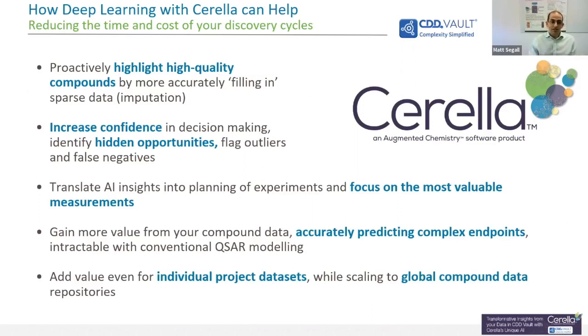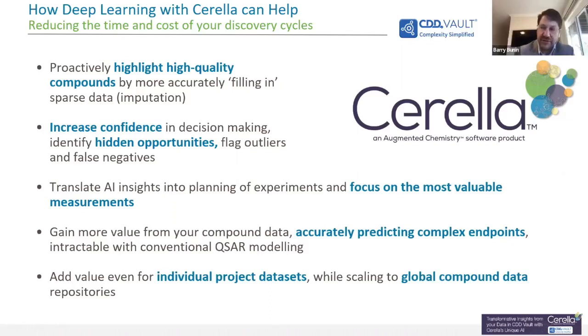It can also increase the confidence we have in the decisions we're making by identifying hidden opportunities due to missing, uncertain, or incorrect data, flagging those outliers and false negatives, translating the insights we can get from these unique AI approaches into planning the experiments to do so that we're focusing on the most valuable measurements to make, and gain more value from the compound data that you do have by making more accurate predictions, particularly of complex downstream and typically expensive experimental endpoints that are intractable with conventional QSAR modeling. So that's what motivated us to really work on this project.